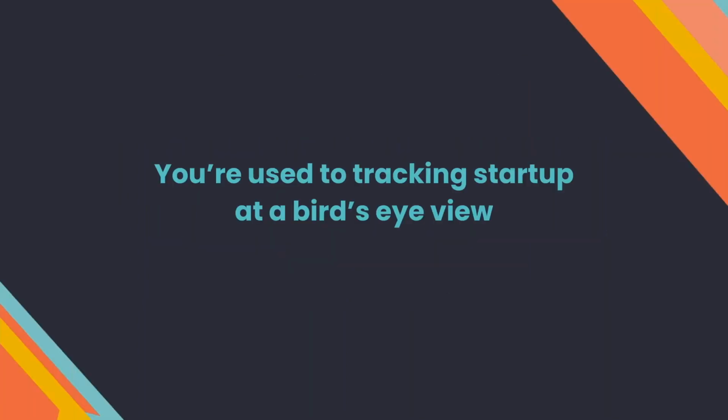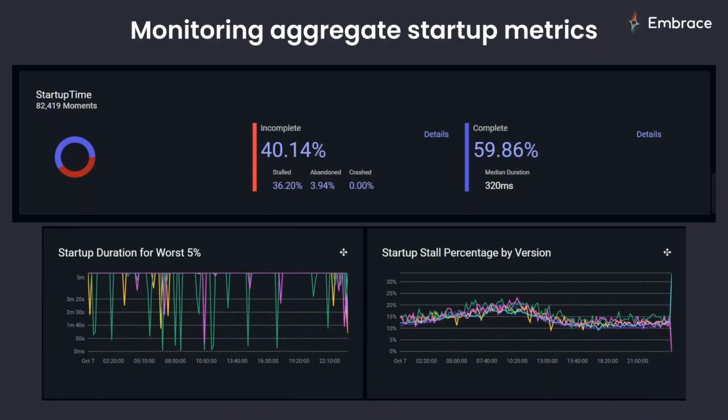If you don't have a dedicated solution for mobile network monitoring, you are relying on your backend to reliably tell you about your app performance on the devices in your users' hands, which it cannot do. What you are used to is tracking the startup time at a bird's eye view.